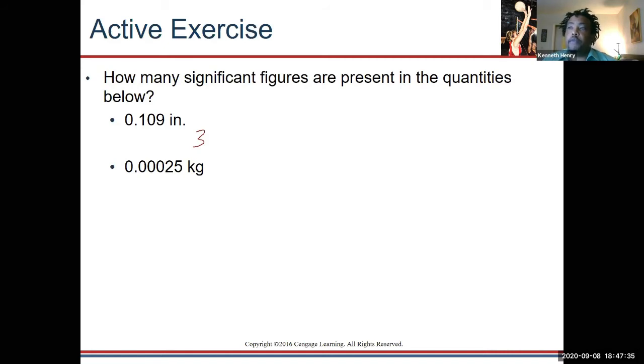Okay, what about the second one? How many sig figs? 2. And you got to say that with confidence. You're like 2 and I know it, right?